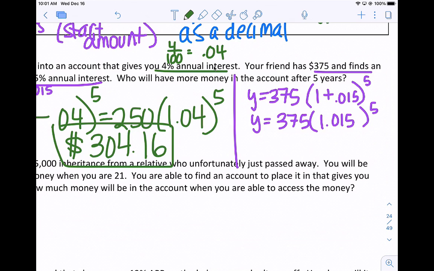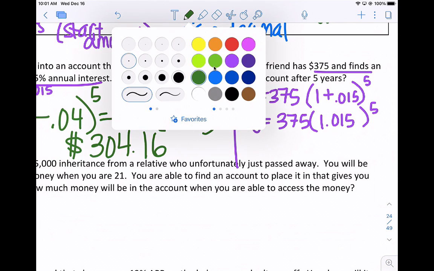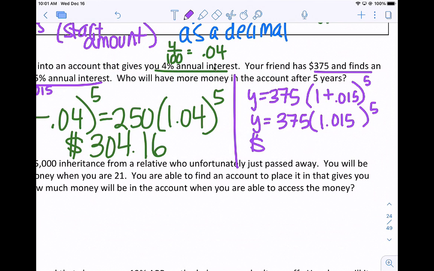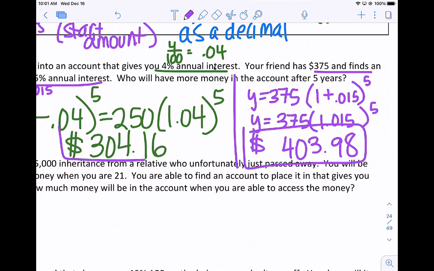All right, let me type in your friend. So 375 times 1.015 to the power of 5 years. Okay. All right, your friend has $403.98. So your friend still has more. Even though the interest rate is less, since they started out with more, they still have more at that point.